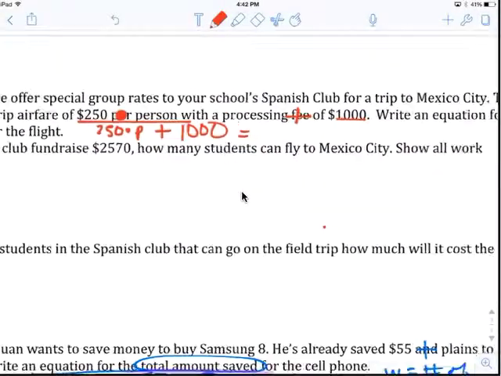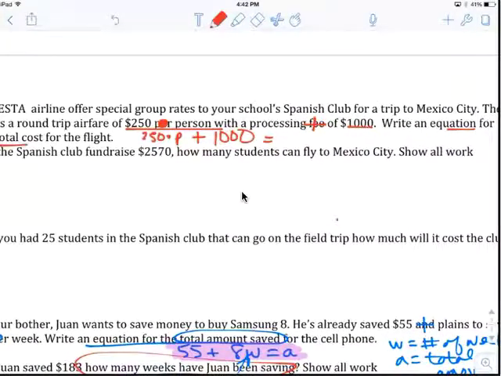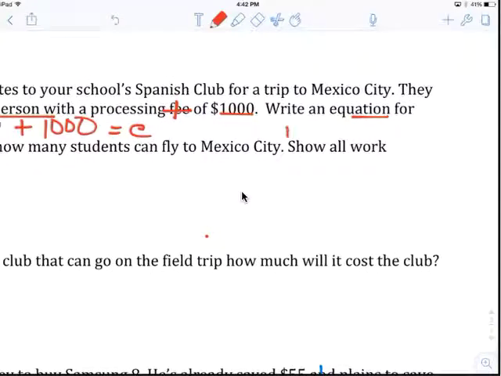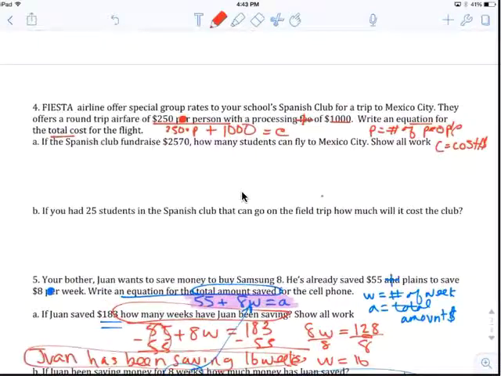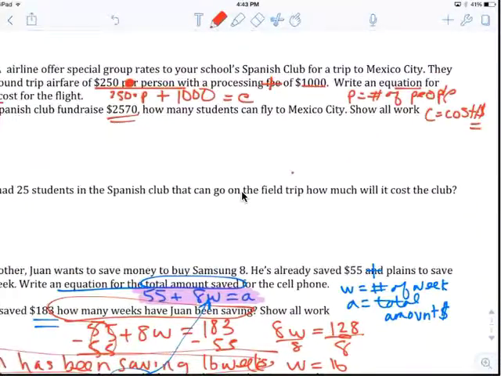Okay, equals, write an equation. That's an equal sign for the total cost. C represents the total cost. P is the number of people. C equals to cost in dollars. Okay, so here is, they have that money, so it goes in the dollar amount, the C, right in here, and then you solve it.